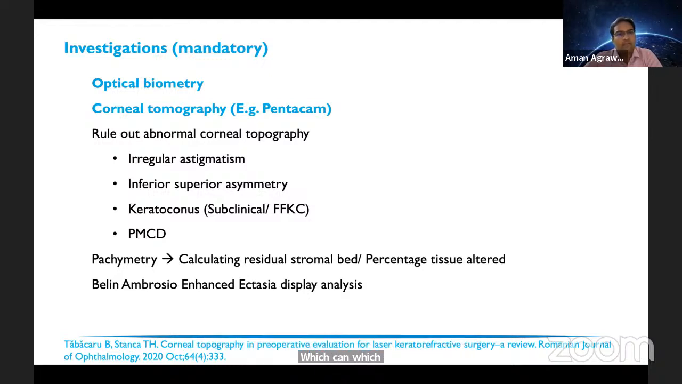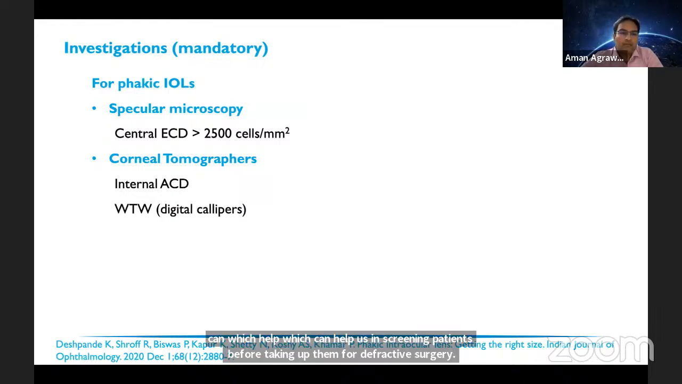which can help us in screening patients before taking them for refractive surgery. Now for phakic IOL, apart from the previous investigations, the specular microscopy also becomes important. While the endothelial cell density is age dependent, the minimum endothelial cell density which should be considered adequate for phakic IOL implantation is more than 2500 cells per millimeter square. Then we also need to look at the internal anterior chamber depth, which can be taken from the corneal tomographers itself, as well as the white-to-white calculation, which can be taken from the tomographer, as well as with the help of a digital caliper. So these both are important in calculating or sizing the phakic IOLs.